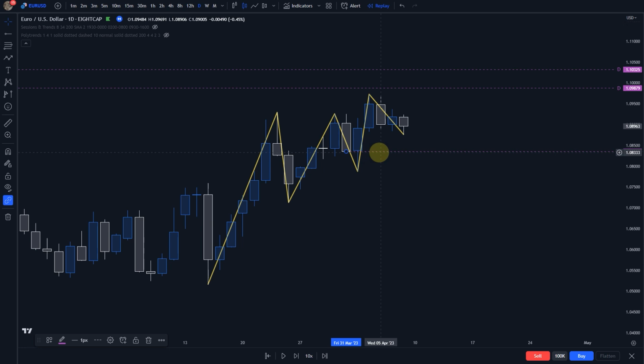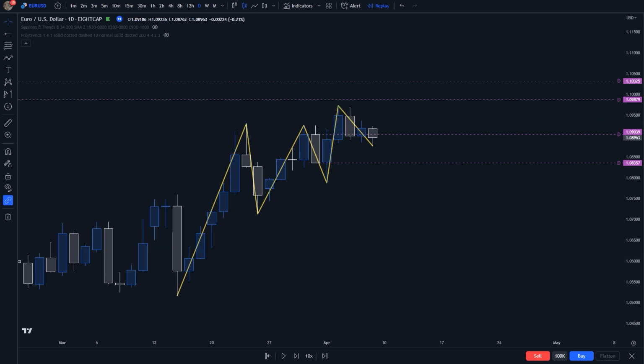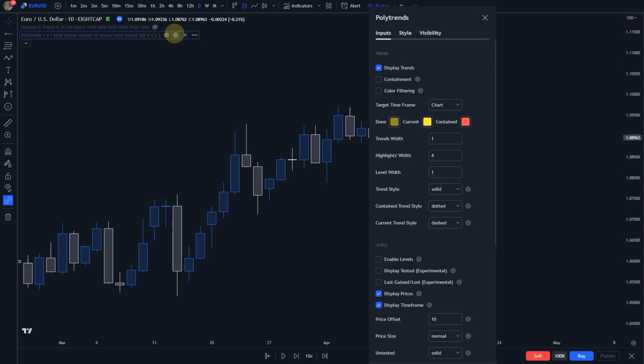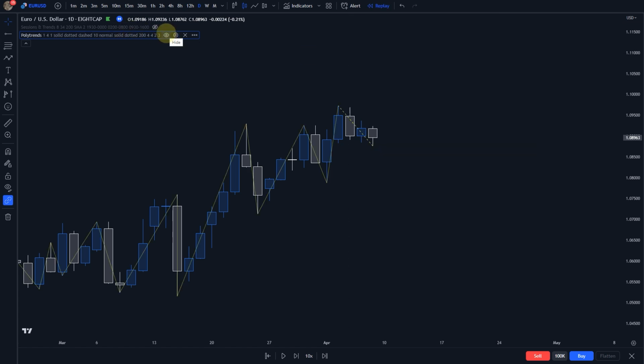Now of course drawing the trend and adding the levels can take some time, but this is where PolyTrends comes into play. So I'm hiding now the trends and the levels that I added manually and enable Sumo's PolyTrends indicator. So you see there is an option display trends. When I activate it now, the trends that we added with a lot of effort are just drawn into the chart.